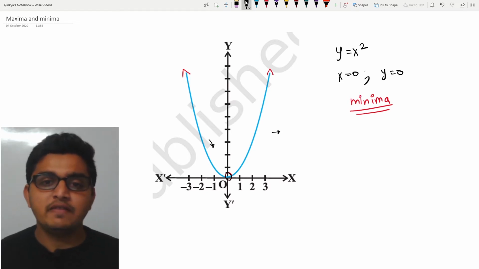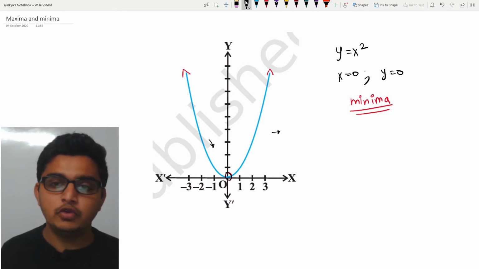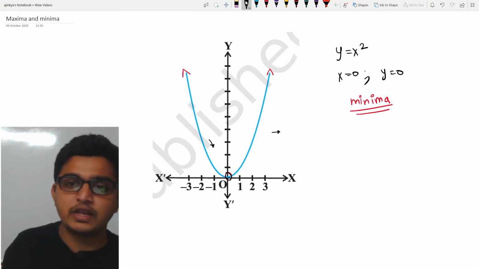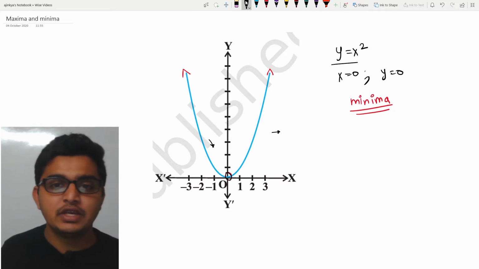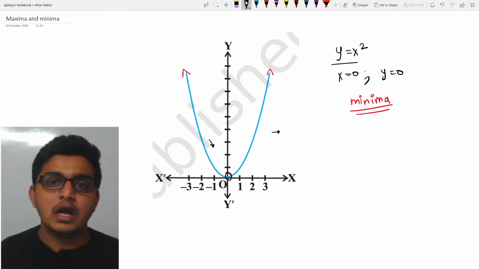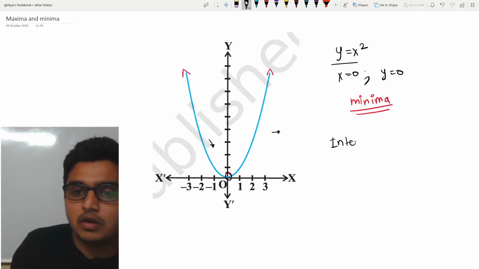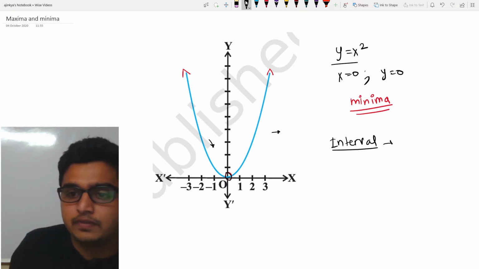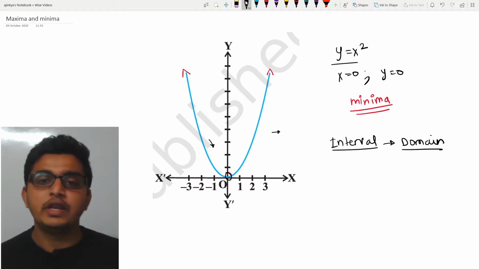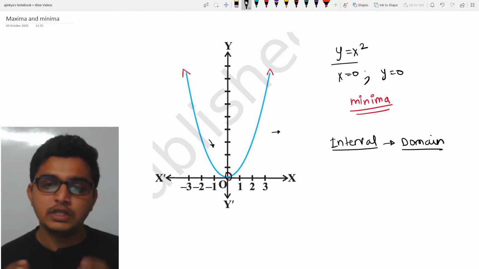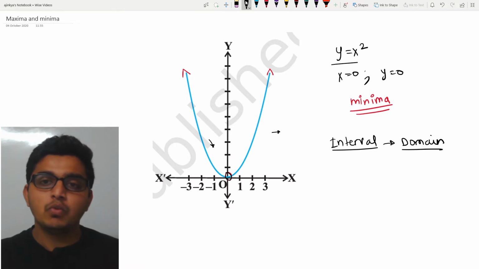But we don't have an exact upper value or highest value for this function, which is y equals x square. So in this case we don't have a higher number or a maximum point for this particular graph. So what does this tell us? It tells us one thing, that we need to have an interval or a domain in which we are going to find the maximum and minimum values of that particular function.